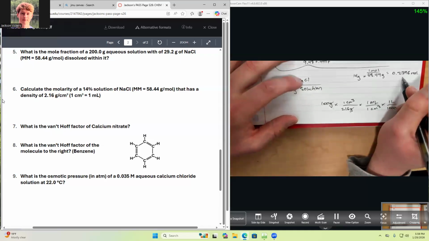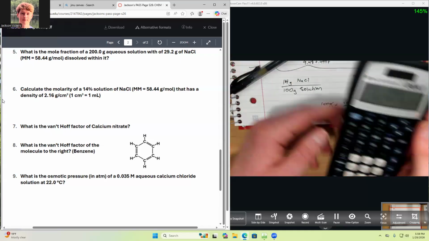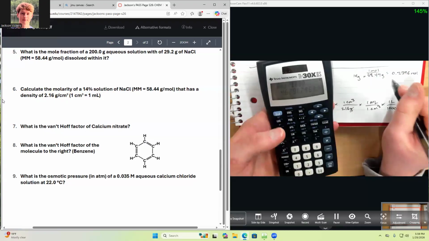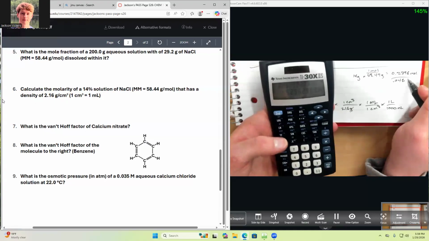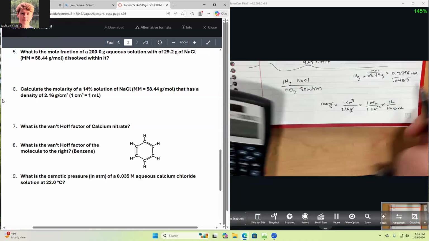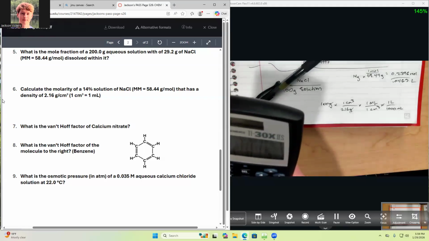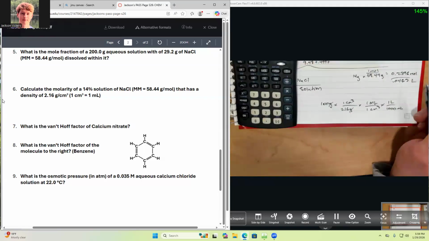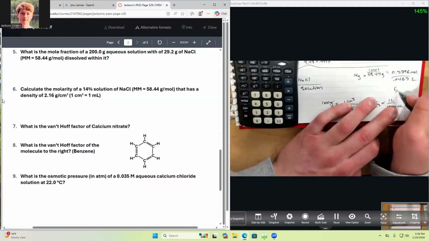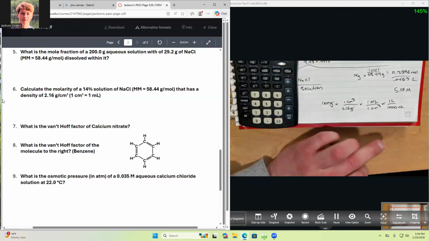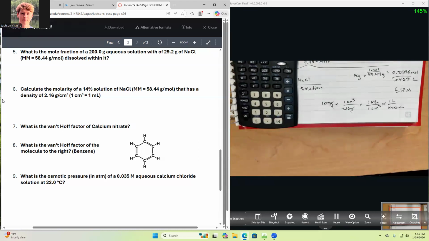So 0.2396 divided by, this ends up getting me 0.0463 roughly liters for the solution. And I got a molarity of 5.17. And if you ever are doing this and I get an answer that's like 0.01 or 0.02 off from you, I'm guessing he will never give you answers that are that close. So don't worry about a small rounding error.